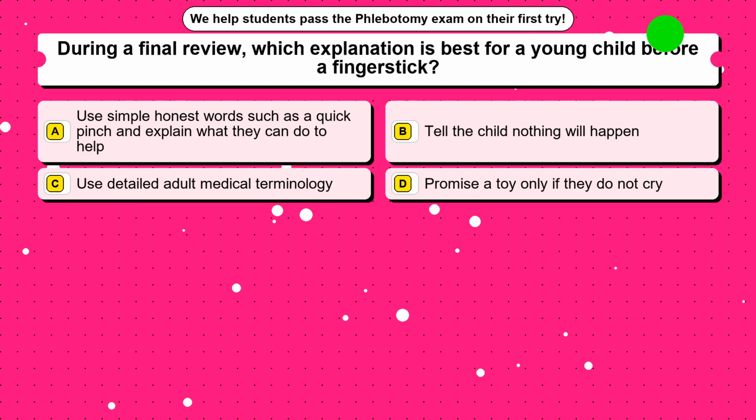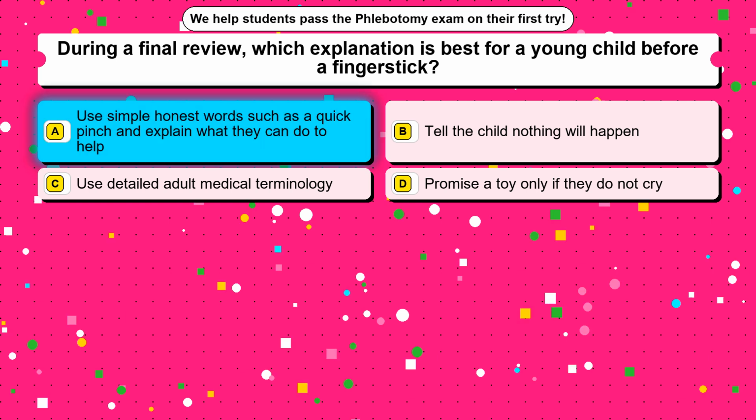Question 85. During a final review, which explanation is best for a young child before a fingerstick? Option A. Use simple honest words such as a quick pinch and explain what they can do to help. Option B. Tell the child nothing will happen. Option C. Use detailed adult medical terminology. Option D. Promise a toy only if they do not cry.